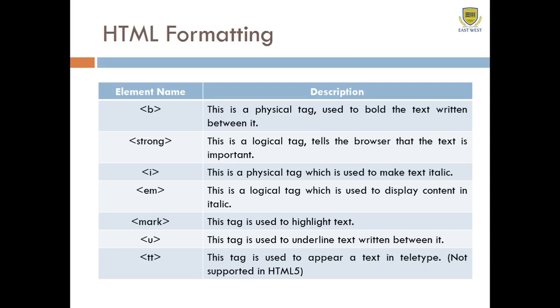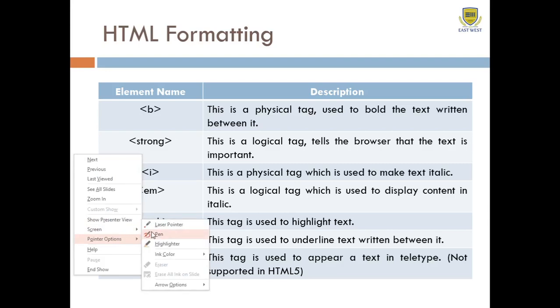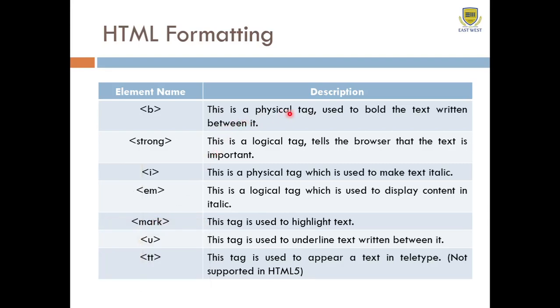Among these, the first one is B. This B tag is a physical tag. It helps us with the physical appearance, not with the logical or semantic value. So the first tag is B. This is a physical tag used to bold the text written between it. Next is the strong tag. This is a logical tag that tells the browser that the text is very important.